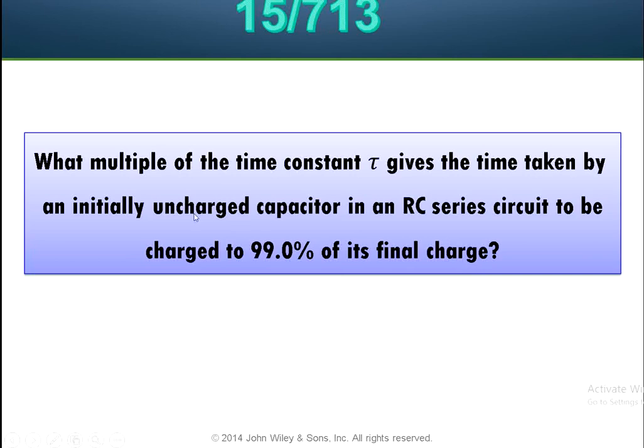So initially it is uncharged, finally it is charged to 99%. It is an RC circuit. They are asking, what is the time constant tau? We have to give the answer for time in terms of tau. That is the question. Calculate the t value in terms of tau. So we are given 99% charge. We know the formula for it.